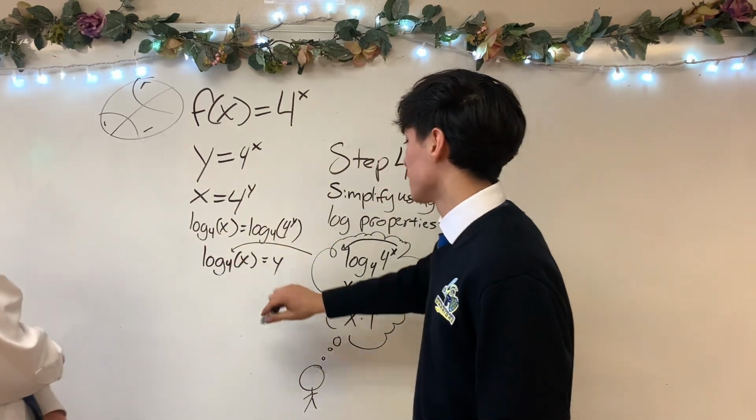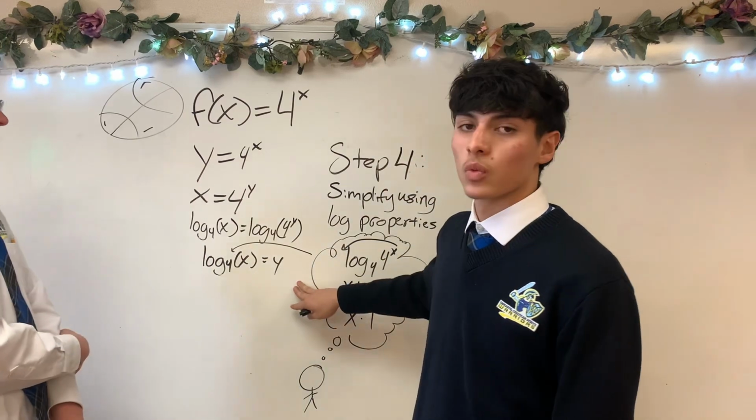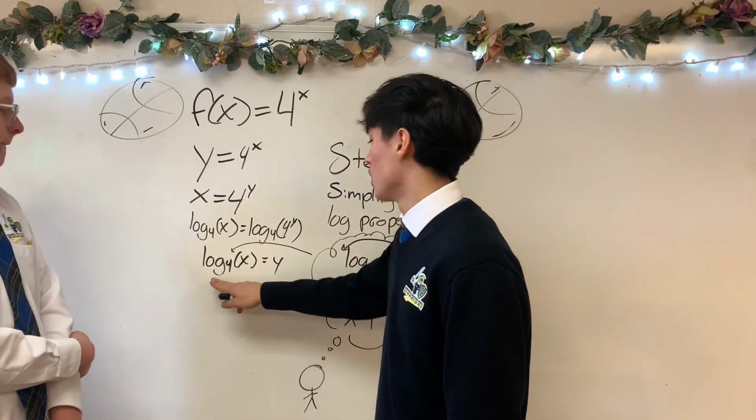So we have log 4. This is gonna be the answer. Log 4 of x equals y. That is the answer. But how do we get to the log 4 of x?